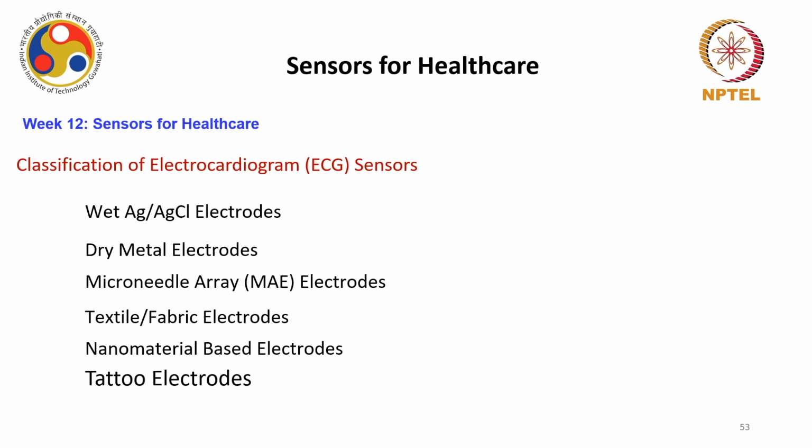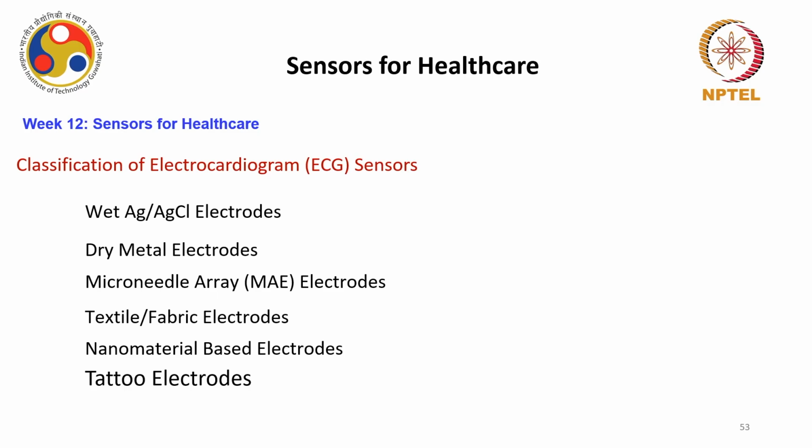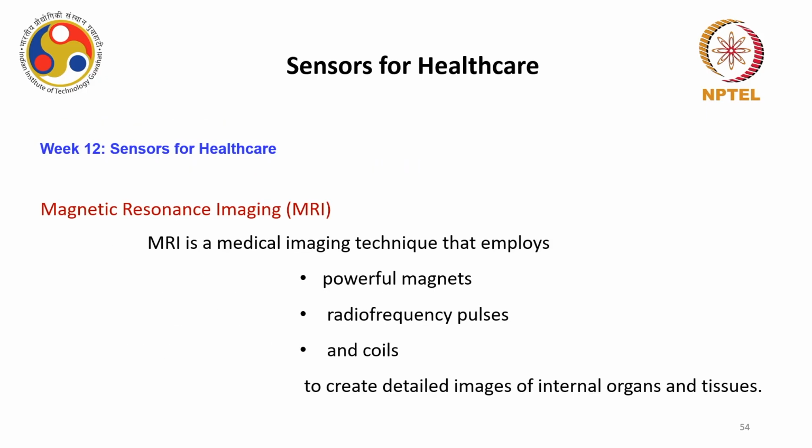And for the ECG, particularly the electrodes were of different types. We have seen that 12 different nodes have to be fixed. Depending on what electrode you are utilizing, your sensitivity and other characteristics will vary. We have seen that the conventional wet Ag/AgCl electrode can be utilized with a certain gel being applied. Then dry metal electrodes, microneedle array electrodes, textile or fabric based electrodes, nanomaterial coated electrodes, and then stretchable and conductive polymers like tattoo based electrodes are also possible.